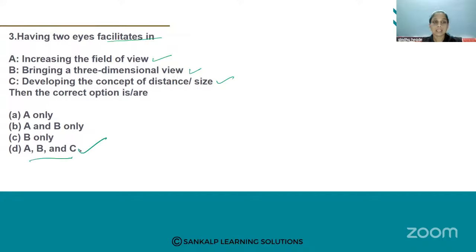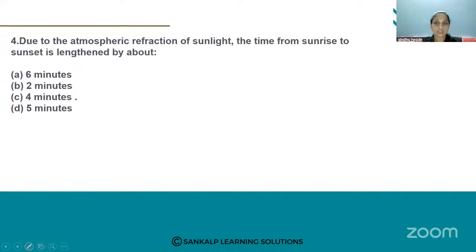A, B and C, these all are the correct options, they say. So we'll move to the next one. Due to atmospheric refraction of sunlight, the time from sunrise to sunset is lengthened by, they have asked.